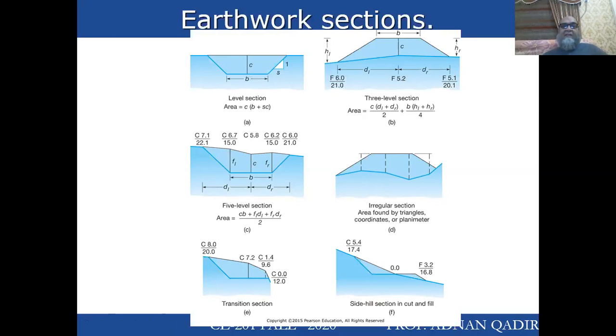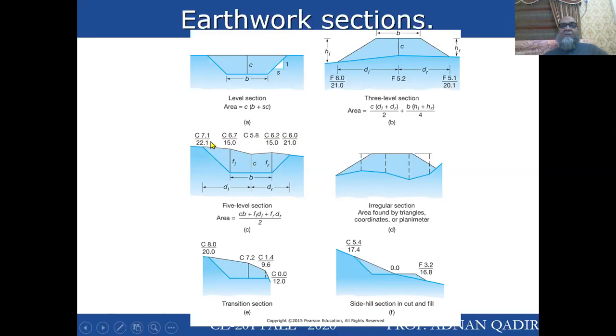This is FR, fill at the height at the right section, and this is 15 feet, and the height at the left section along 50 feet on the left. This is 15 feet. The height is 6.7 and 6.2. Again, all C denotes cut. And then this is 21 feet and 22 point.